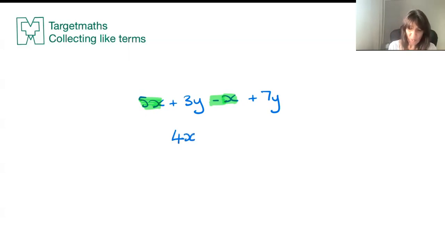We then look at our y's. And I've got a positive 3. So I'm at 3 on the number line. Look at what else I've got. And it's telling me to add 7 y's. So I've got a total of 10 y's. 10 is positive. So I put a plus sign in, and that's the tidied, neaten up version of that one. Let's look at another one.